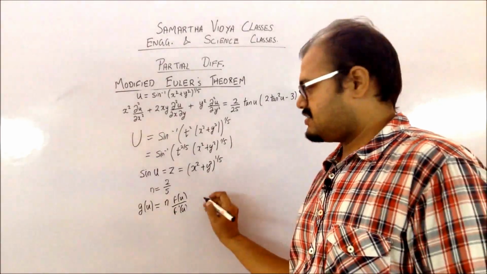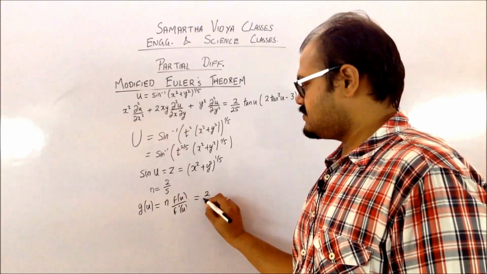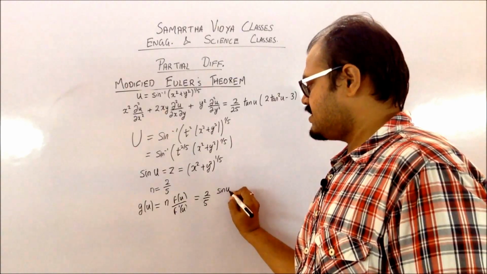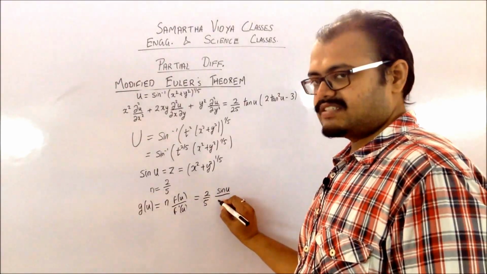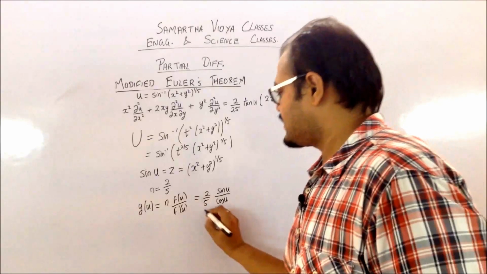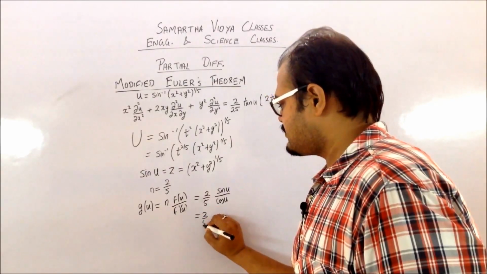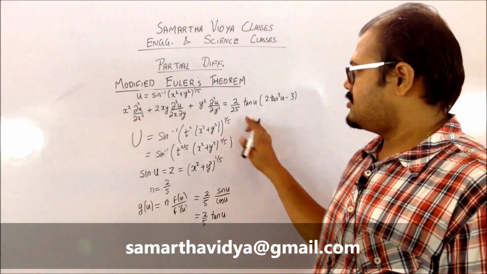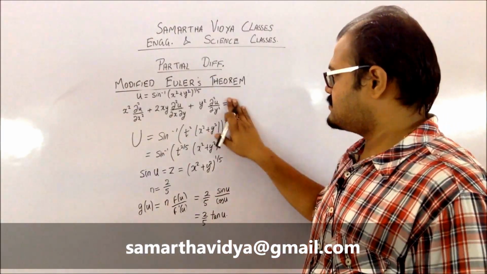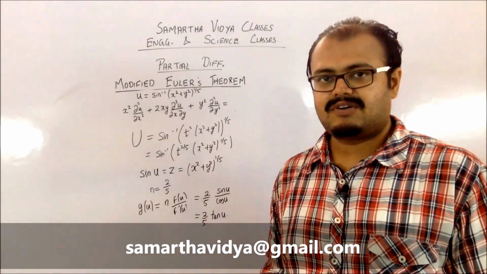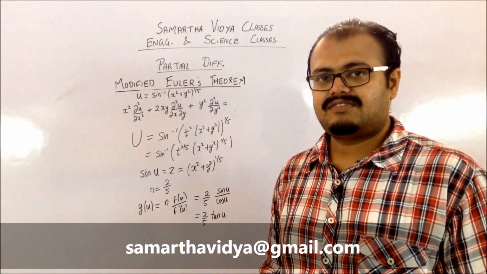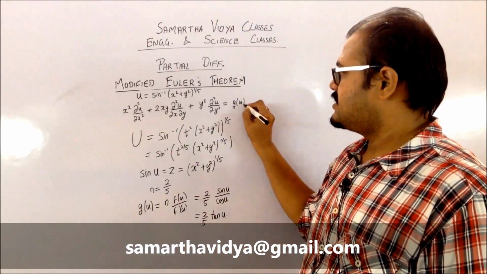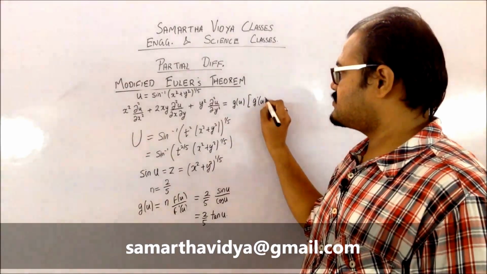You have already seen that it is n into f of u divided by f dash of u. So after substitution of these values, you will be getting this as 2 by 5, your f of u, in this case it's sine u, divided by f dash of u, which is cos u. So that comes out to be 2 by 5 tan u. So now what you can see is that this particular term, by your modified Euler's theorem, the third corollary, is equal to g of u into g dash of u minus 1.